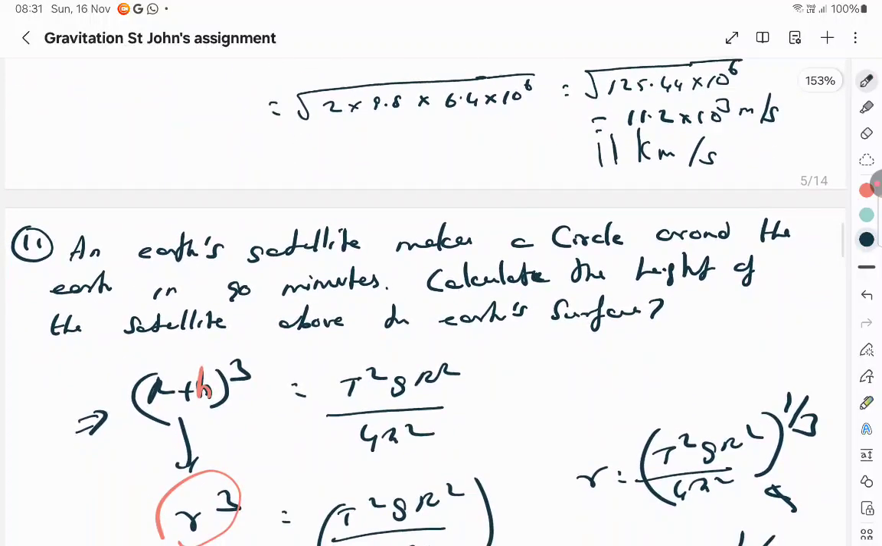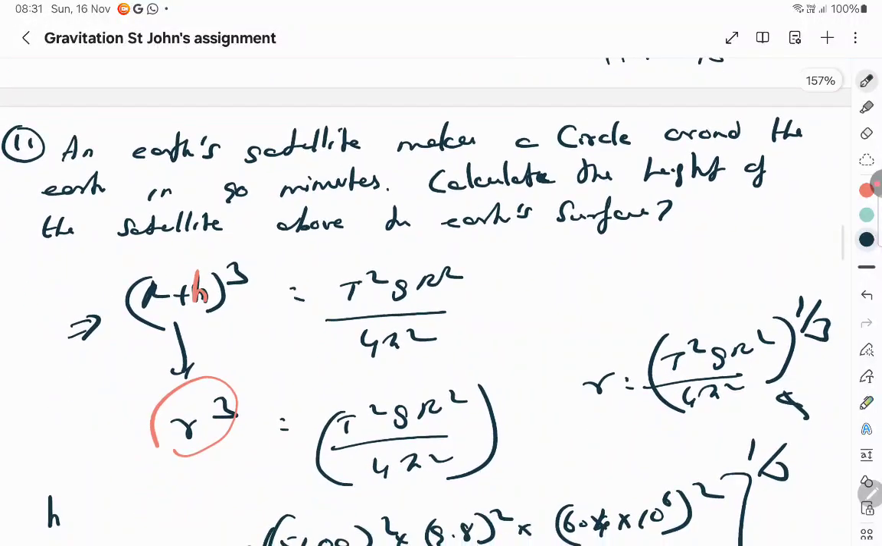An Earth satellite makes a circle around the Earth in 90 minutes. In seconds, it's 90 into 60, 5400 seconds. Calculate the height of the satellite above the Earth's surface. Normally, from the center of the Earth, (R plus h) the whole cube is equal to T square g R square by 4 pi square. But they are not asking for (R plus h) the whole cube, they are asking for h in particular, the height above the surface.